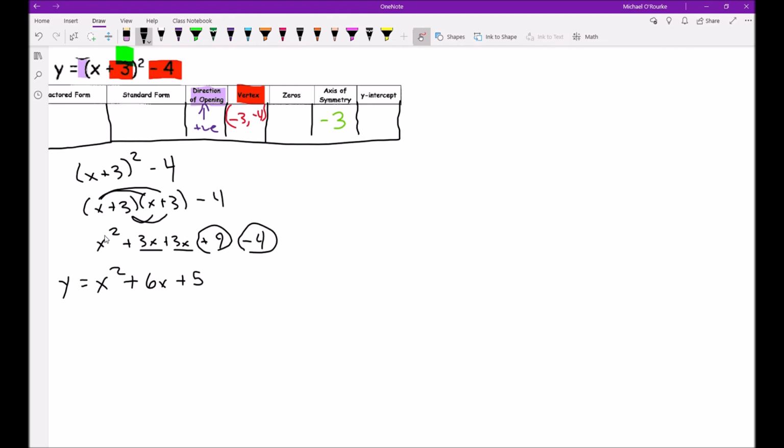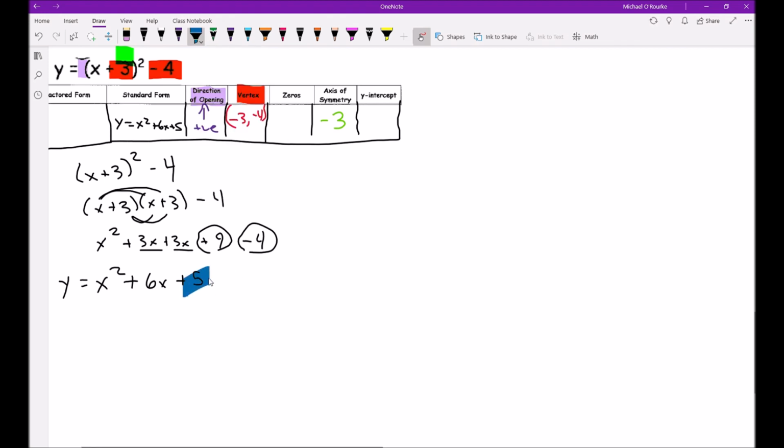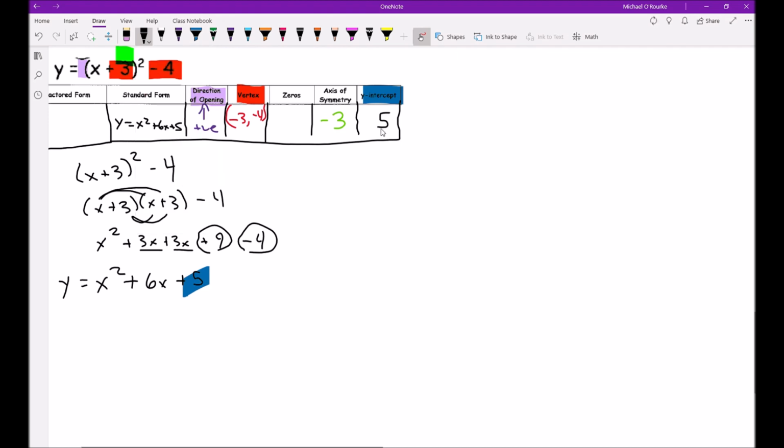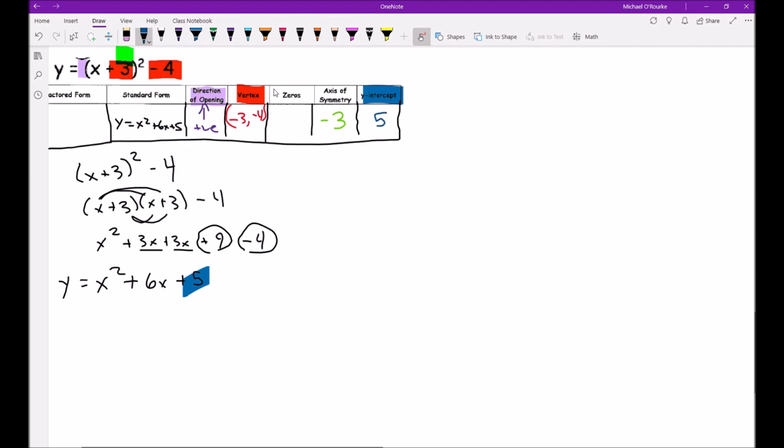So, what information could we get from this form? What piece of information could we get here? Y-intercept, which is plus 5. Plus 5. Good. So I'm going to change my color to blue, which is 5. That's not blue. Mess up my whole rotation here. Blue, blue.